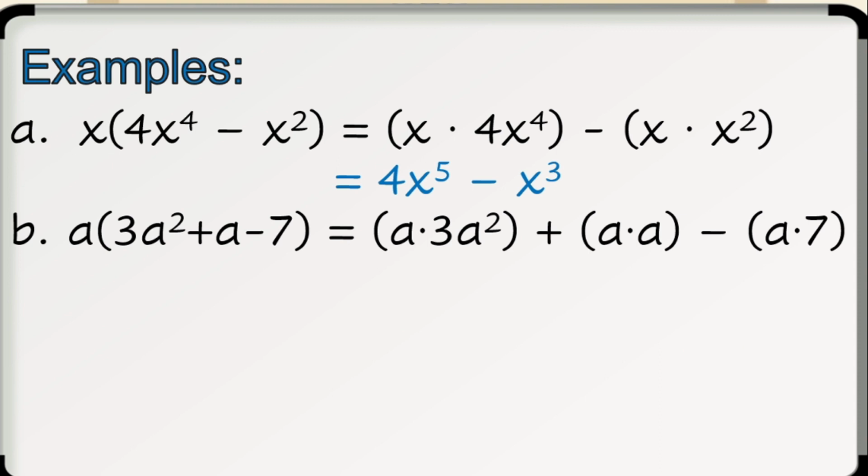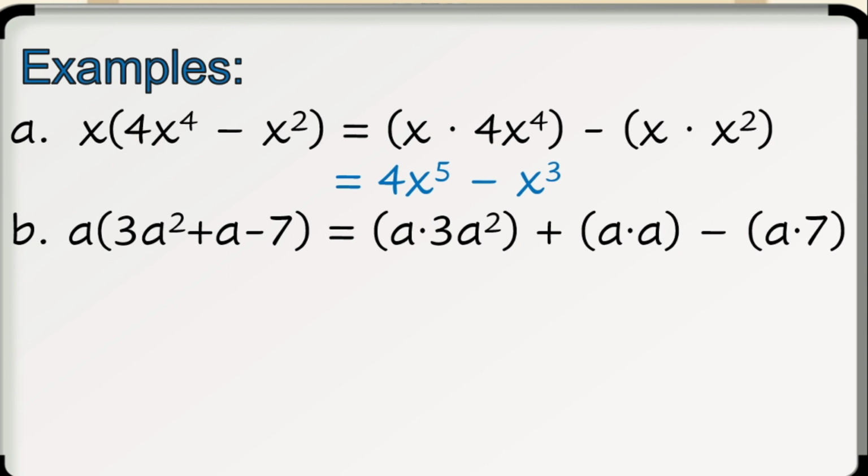Example letter B. a times the quantity of 3a squared plus a minus 7. We will first distribute a to each term. So we have a times 3a squared plus a times a minus a times 7.